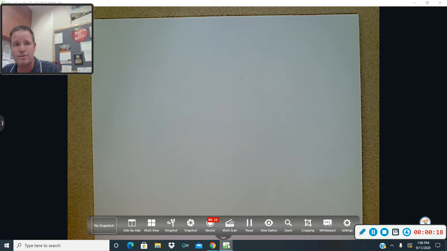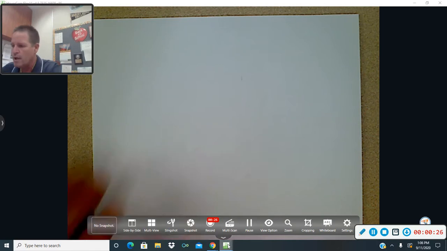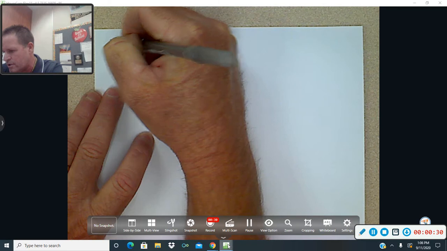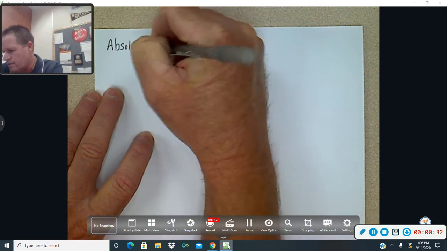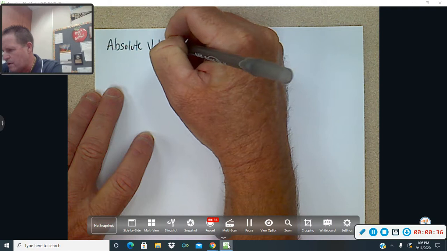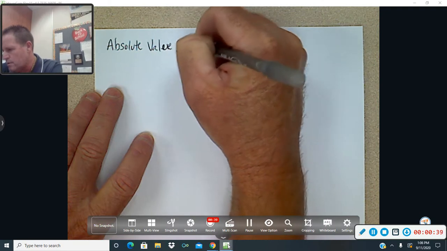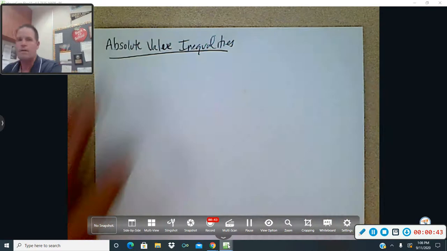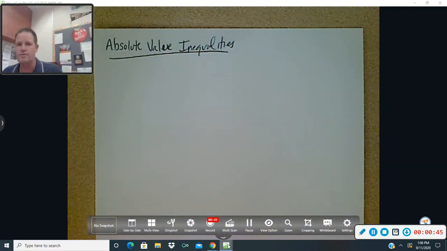I broke it up into 2 separate types so that if need be, you can go back and look again if you have a certain type of question. So, again, these are absolute values, so make sure you're taking notes too. Don't just watch. If you're just going to watch, you're not going to get this. So absolute value inequalities. Okay, we're going to work on solving those.